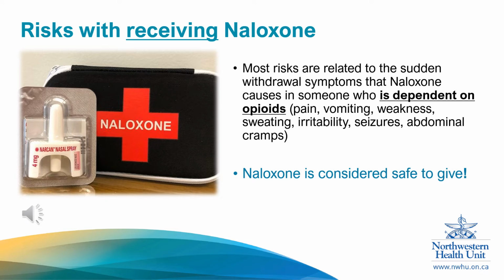Risks with receiving naloxone. Most risks are related to the sudden withdrawal symptoms that naloxone causes in someone who is dependent on opioids, such as pain, vomiting, weakness, sweating, irritability, seizures, or abdominal cramps. But just remember, naloxone is safe to give even if you are unsure.